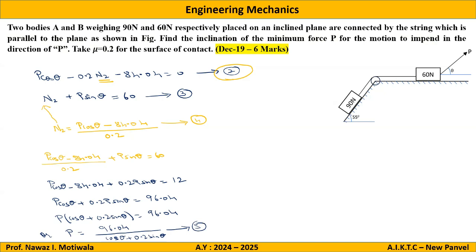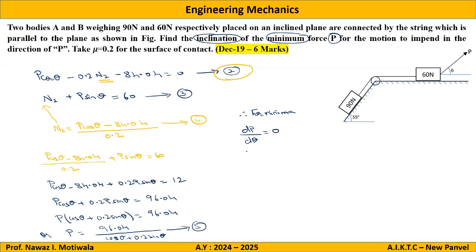Now the important part. In the question, it was given to find the inclination for the minimum force P. The inclination has to be such that the force P is minimum. We have the concept to find the minimum of any equation: the derivative should be 0. So for minima, the derivative, that is dP by d theta, should be 0. We have to take the derivative of equation 5 with respect to theta.